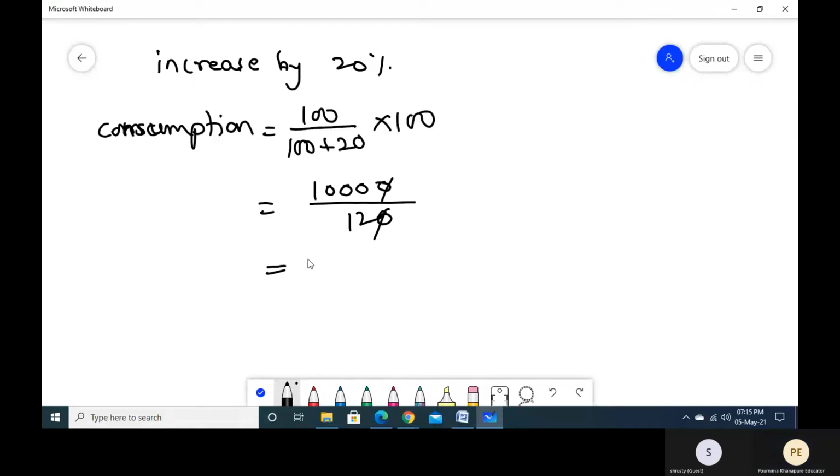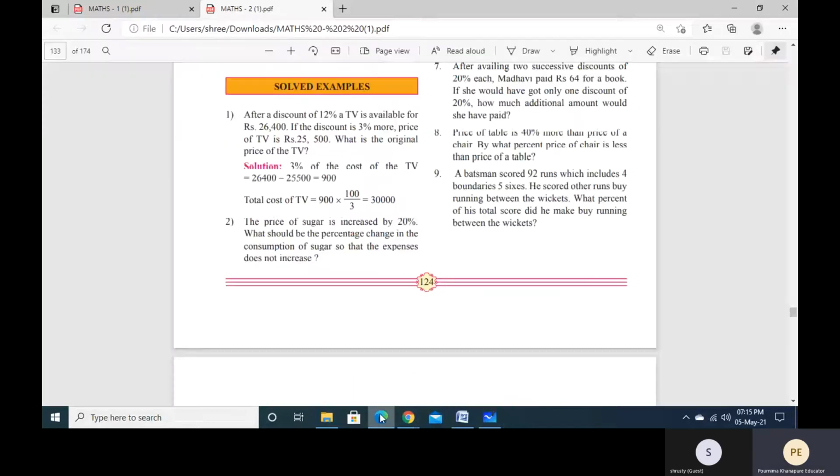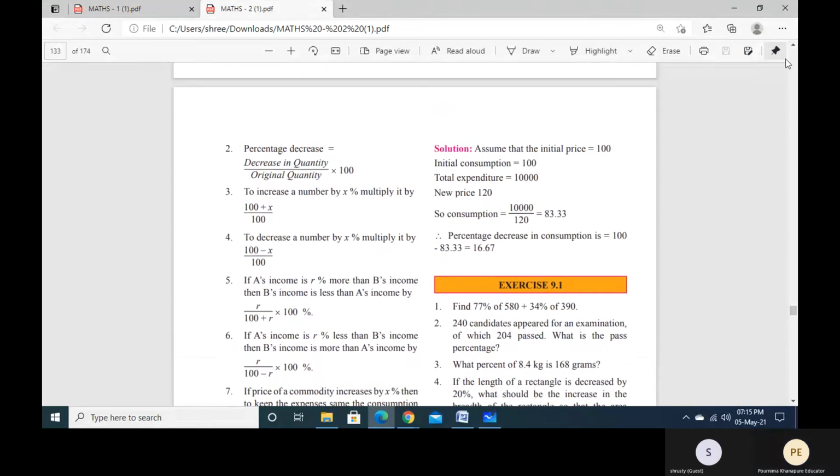12, 8s are 96, remains 4. 12 3s are 36, so 83.3. This is what we have to reduce the consumption to, 83.3. So that means before reducing, we are consuming the sugar 100%. Now we need to consume the sugar only 83.3%.